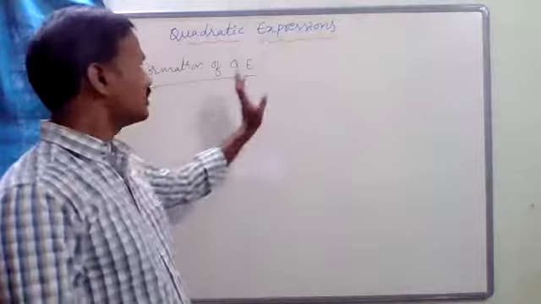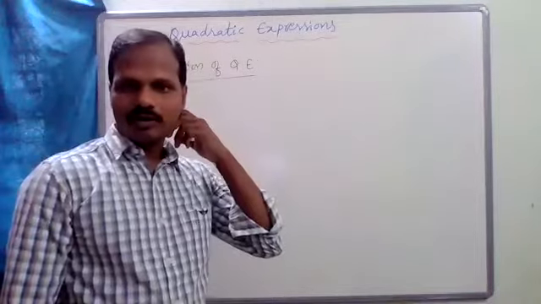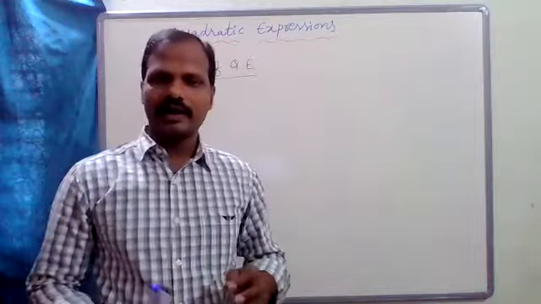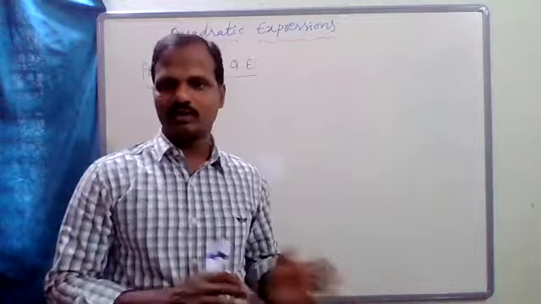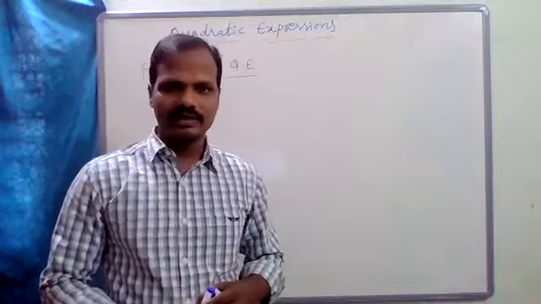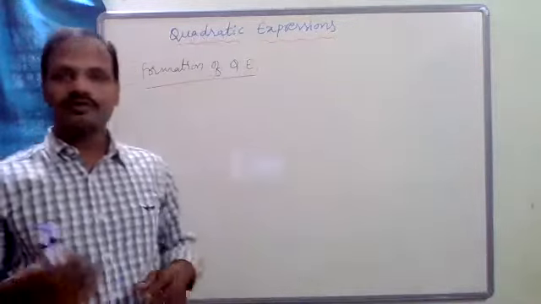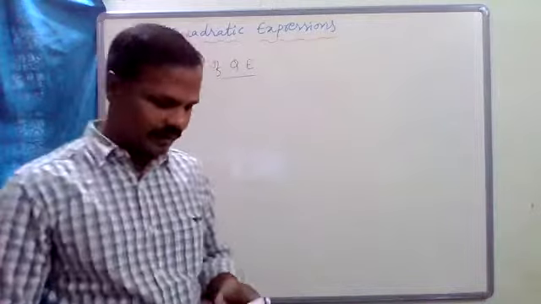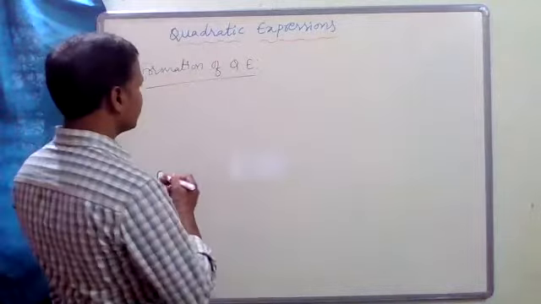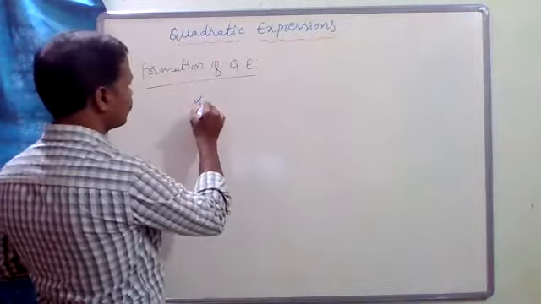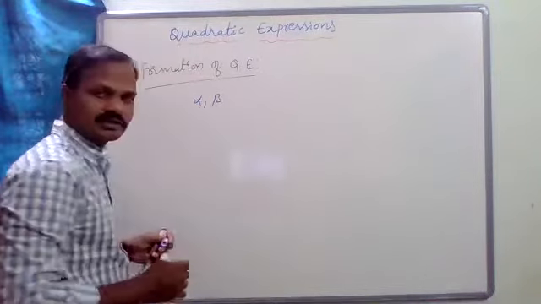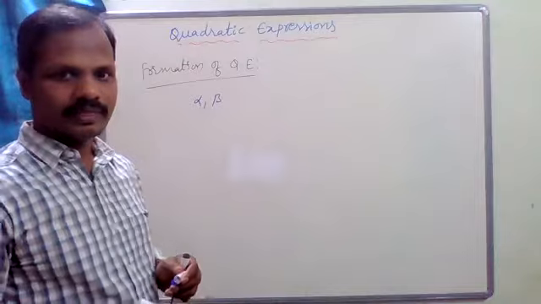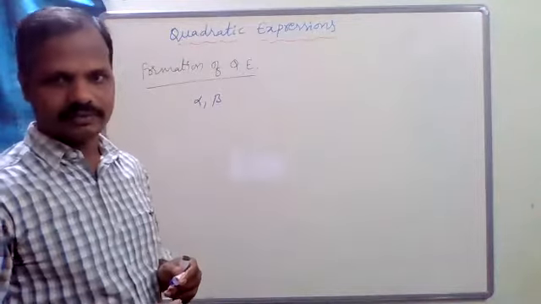So until now, we discussed how we will find the roots of a quadratic equation and the relation between the roots and the coefficients of a quadratic equation. Now, how do we form a quadratic equation if roots are given? That means if alpha and beta are the roots of a quadratic equation, then what is that quadratic equation?